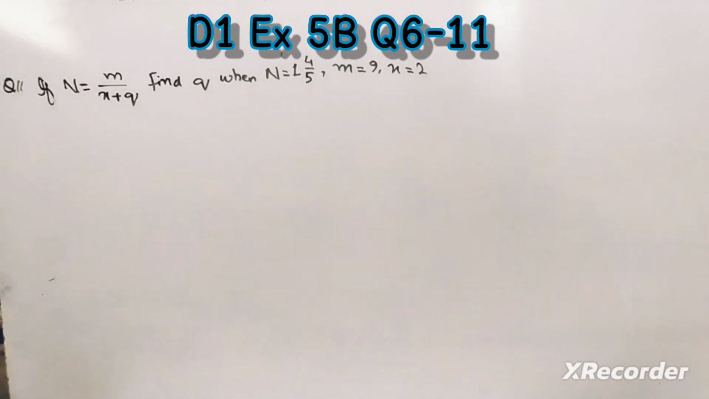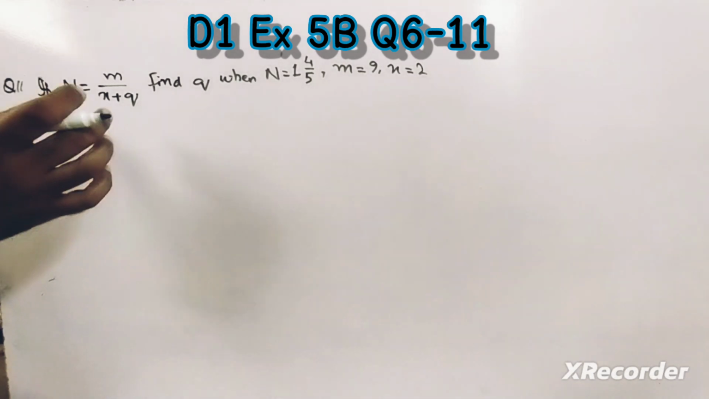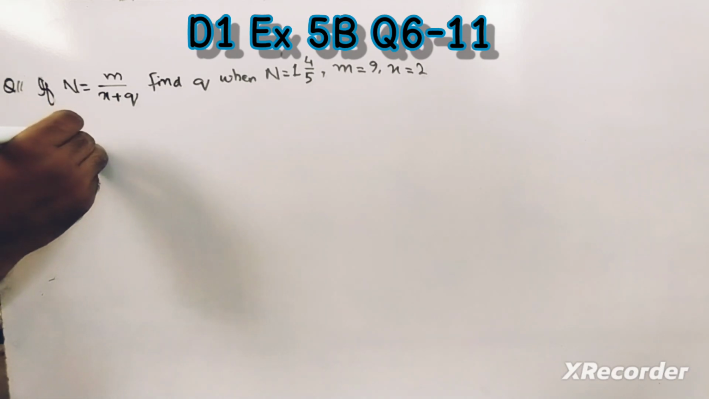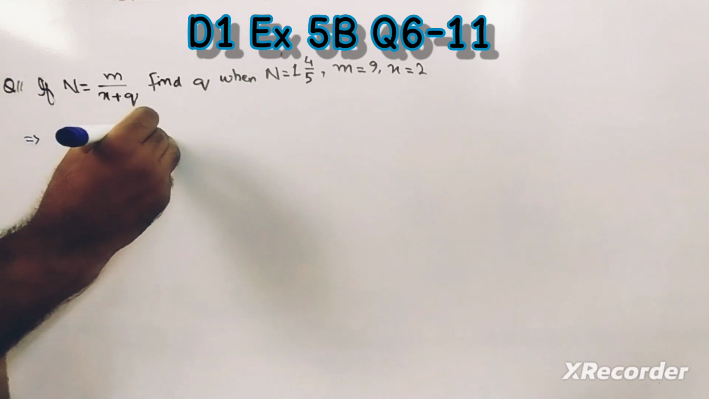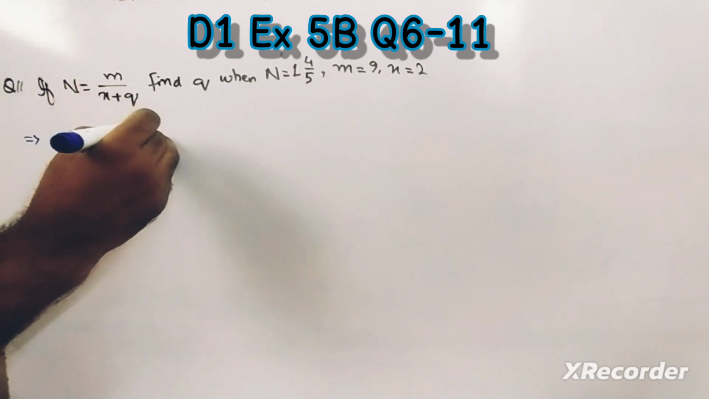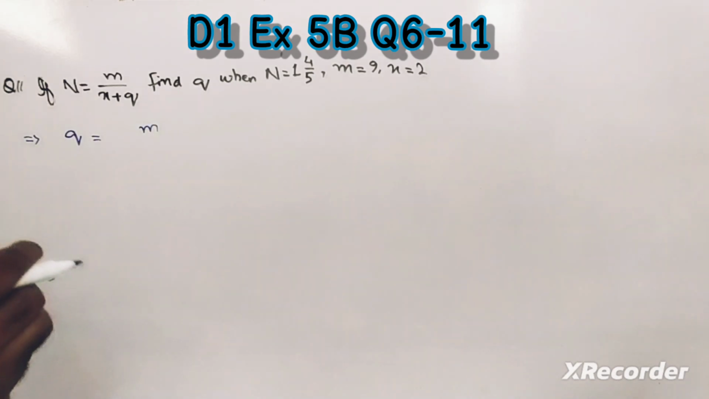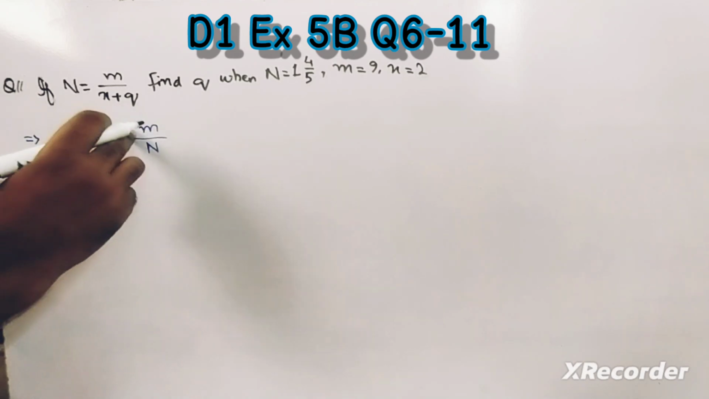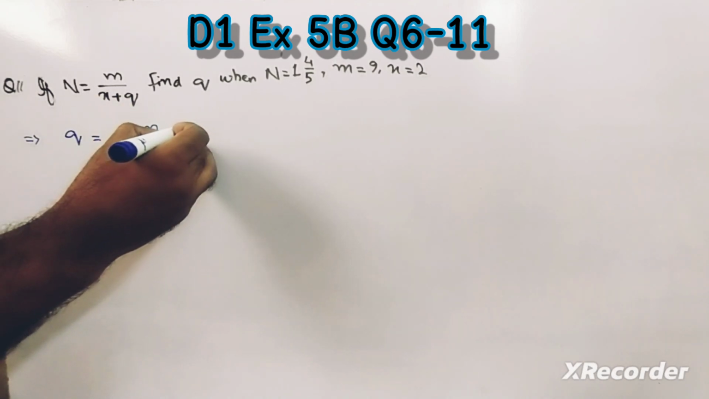Let's start our last question of the lecture. Question number 11. If n is equal to m upon x plus q, find the value of q when it is given n is equal to 1 whole 4 upon 5, m is equal to 9 and x is equal to 2. First of all, we have to manipulate this formula to our required formula for our ease, like that: q is equal to m upon n minus x.